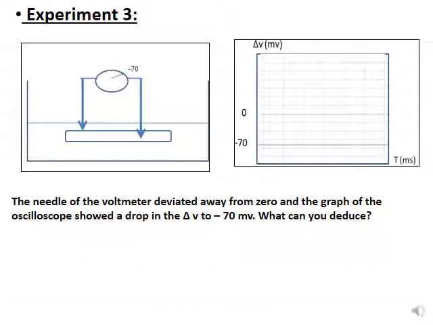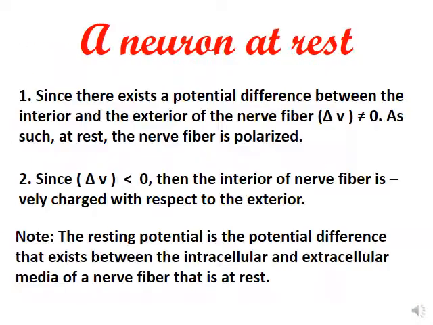Moving to experiment 3: one electrode on the internal side and the other on the external side. This one is on the internal side and this one on the external side. The needle of the voltmeter deviates to minus 70, and the oscilloscope shows that delta V is equal to minus 70 millivolts. What can we deduce here? We can deduce that there exists a potential difference between the internal and the external side of the nerve fiber, where delta V does not equal zero.